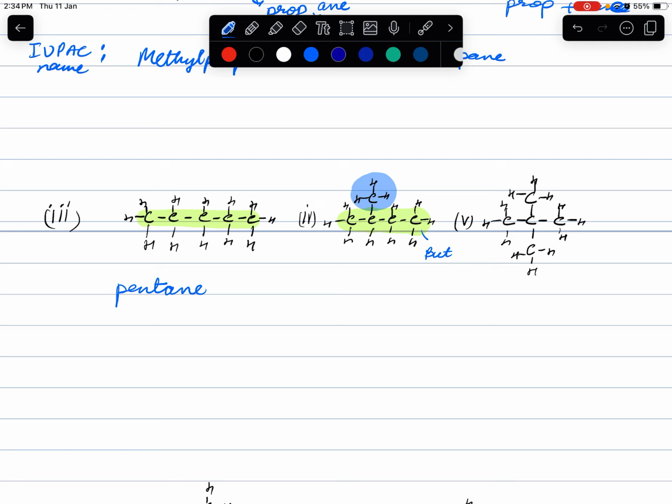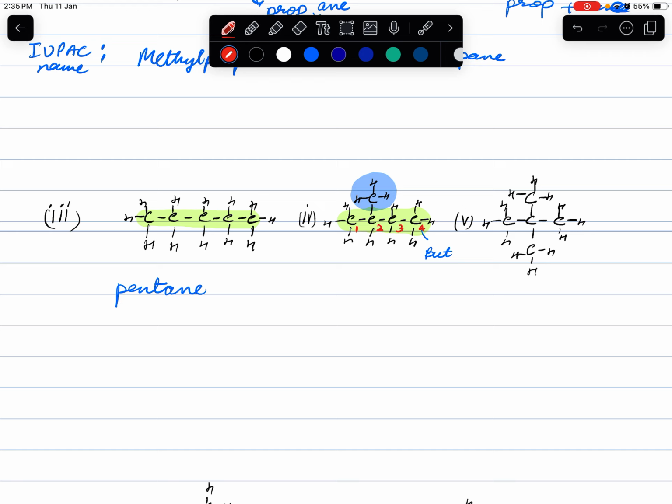So from the left hand side we will number, not from the right hand side. Have a look here. 1, 2, 3, 4. This is first carbon, second carbon, third carbon, fourth carbon. Or if you are getting confused, we can write it this way also. Like this is carbon number 1, this is carbon number 2, this is carbon number 3, and this is carbon number 4. So in this case, your group is getting on second carbon.